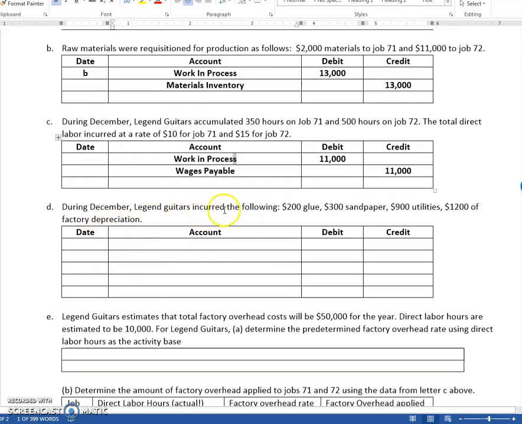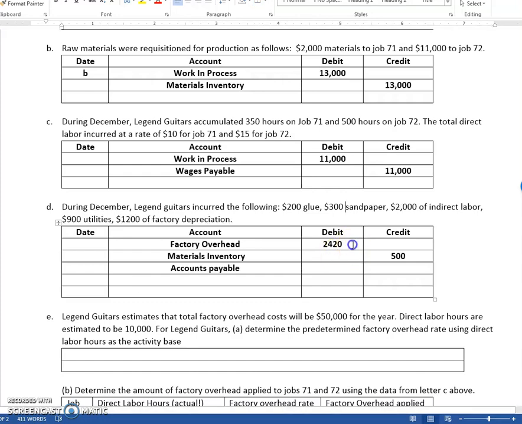During December, Legend Guitars incurred the following: glue and sandpaper, utilities, and factory depreciation. This glue and sandpaper, I wasn't able to tell which job it went to, so that's indirect materials. The utilities is assumed to be factory, and so is the factory depreciation. So all of this is factory overhead, which I will apply later to a specific job through allocation, but for now, all factory overhead gets debited to factory overhead in its entirety. So when I add up 200, 300, 2,000, 900, and 1,200, I get $4,600.